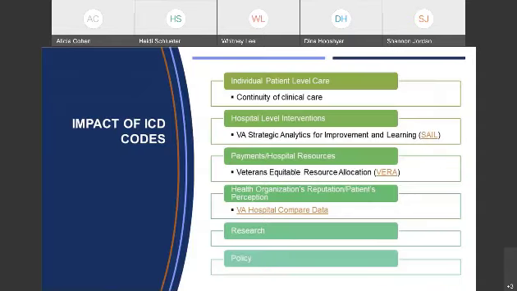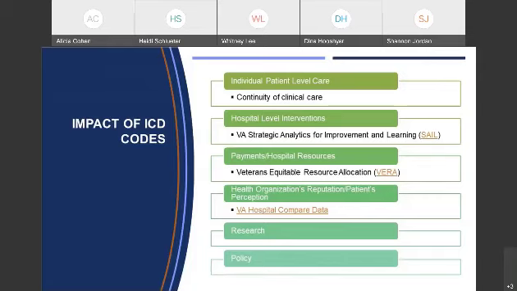Knowing this perspective of the ICD, let's get back to the question, why is it important for clinical documentation and coding to capture determinants of health? What clinicians document in clinical notes gets translated into ICD codes either by the treating clinician or a coder. These codes then influence a whole host of outcomes, including individual patient-level care.